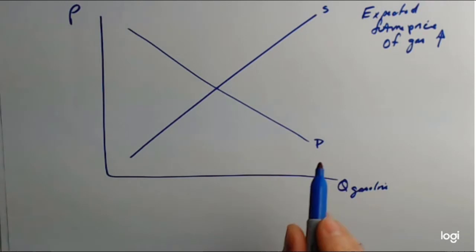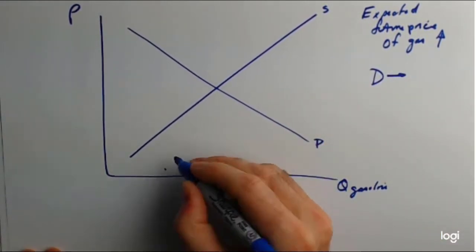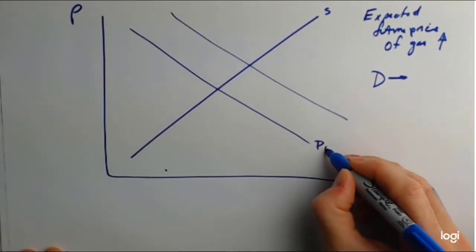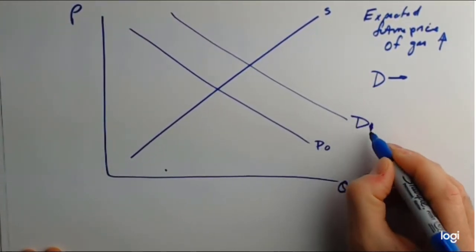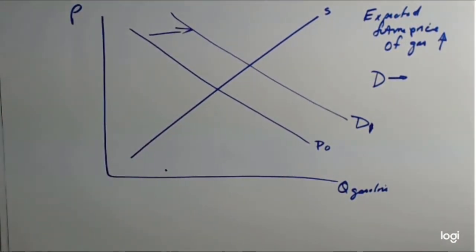And so if the expected future price of gasoline goes up, the average consumer can increase their demand, buy gasoline now and increase demand. So the demand curve will shift out, D0 to D1. The demand curve shifts out because we can time our consumption of gasoline to some extent as consumers, and we'll push our purchases up now. And then when the price goes up, we'll just buy less of it at that point.